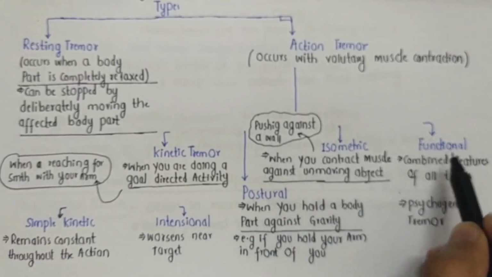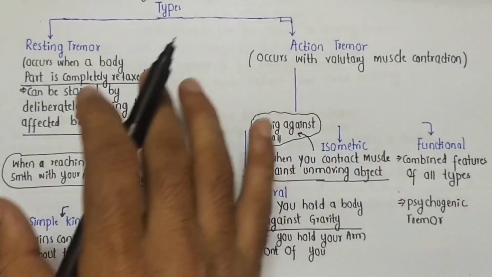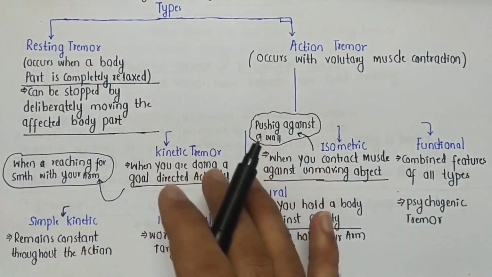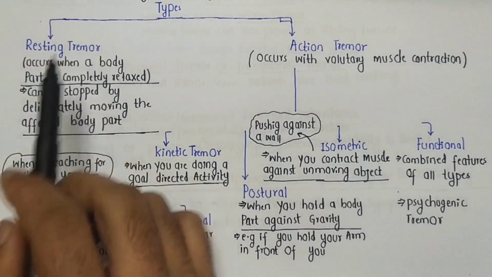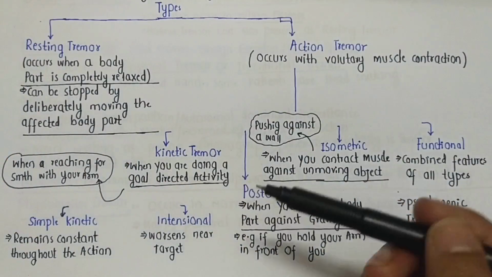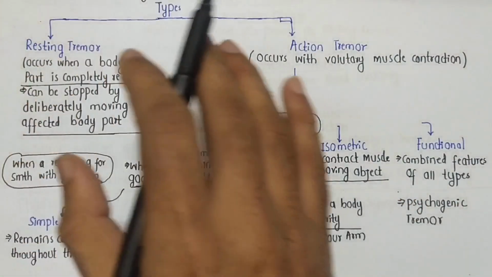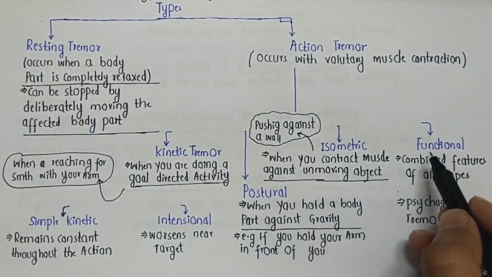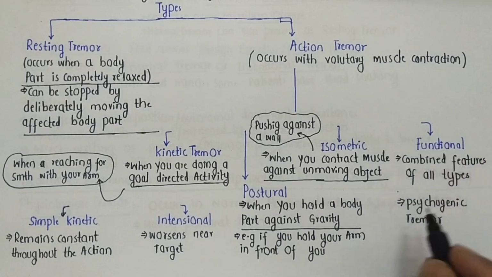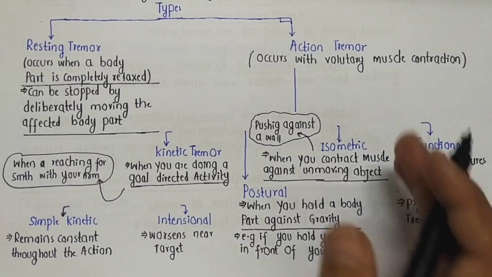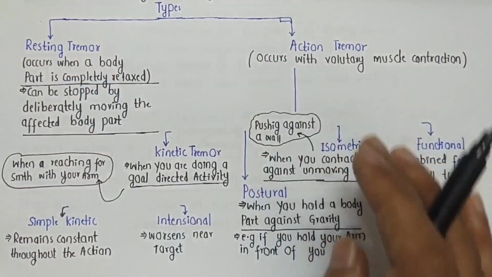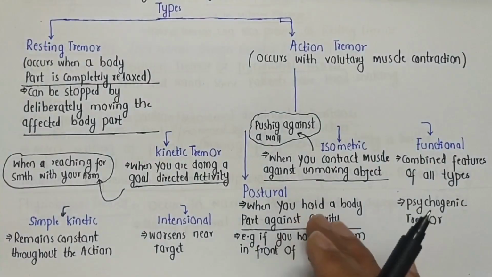And functional tremors have features of all the different types of tremors. If you have resting tremor, kinetic tremor along with postural tremors, or a mixture of all these types of tremors, they are called functional tremors. The classical example of functional tremor is psychogenic tremor. Psychogenic tremors are functional tremors which have a mixture of all the types of tremors.